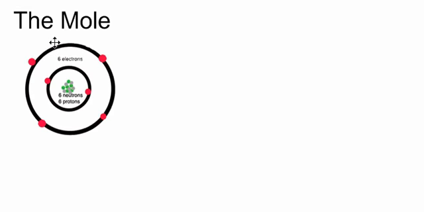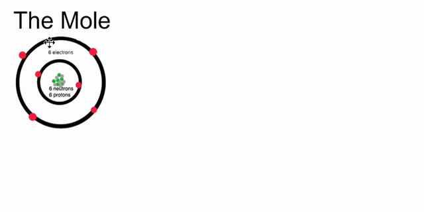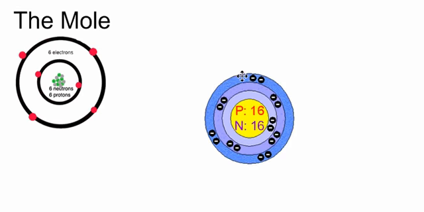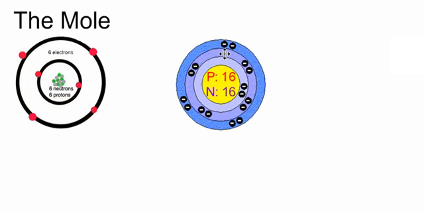The mole. This tutorial will explain what the word the mole means in chemistry. Let's start by comparing a carbon atom to a sulfur atom. Now, a carbon atom has got 6 neutrons and 6 protons. So that means that a carbon atom has got a relative atomic mass of 12.